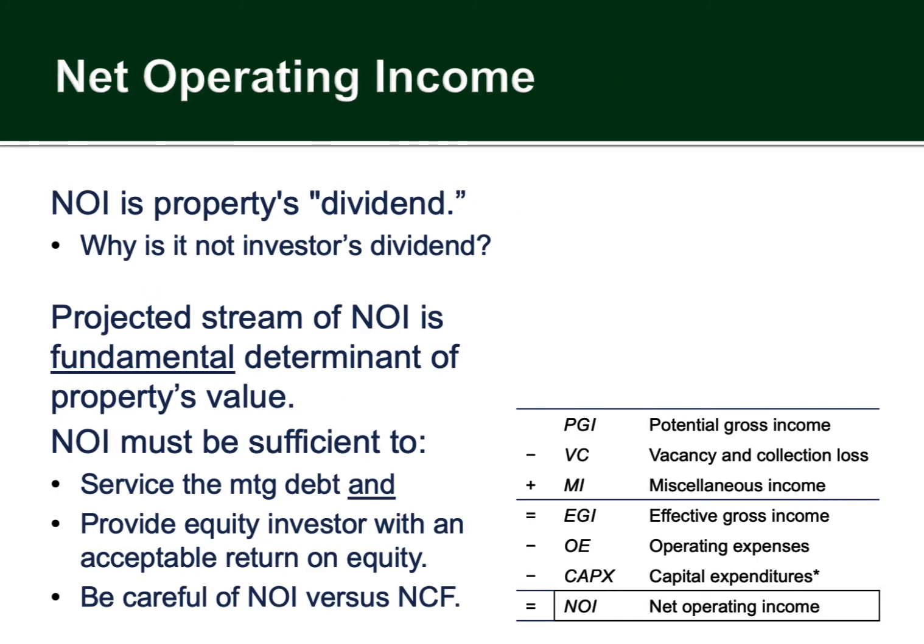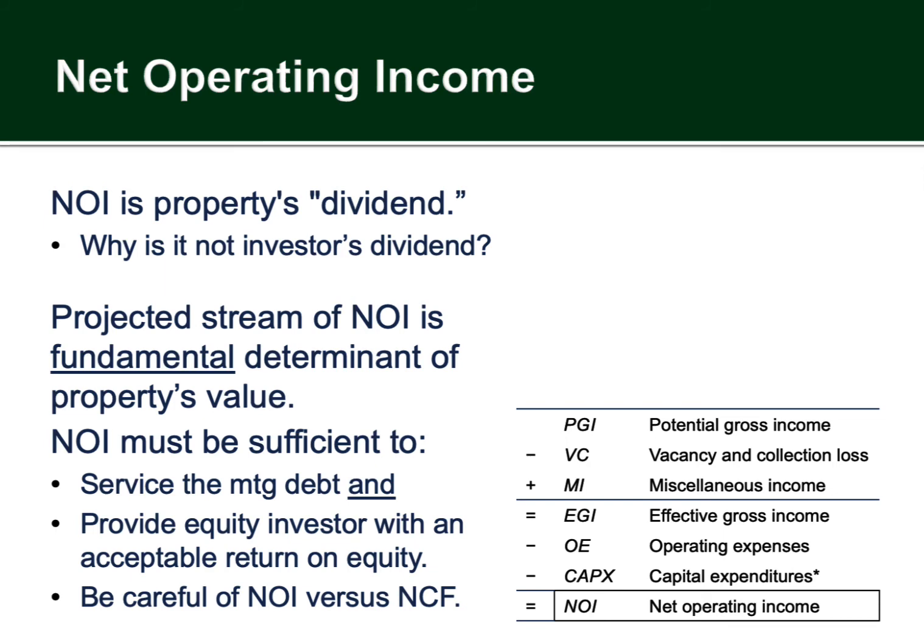So finally, after taking out expenses, both operating and capital expenditures, we end up with net operating income. We call it a property's dividend because essentially it's the income. You can think of it like a dividend yield in the sense that you can take this NOI and divide it by the property's value or sale price, to give you, in essence, a yield, a percentage profit paid out as a percentage of the original sale price. A yield, just like the dividend yield of a stock.